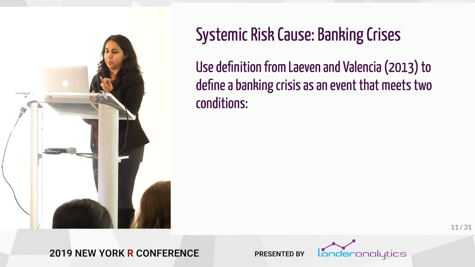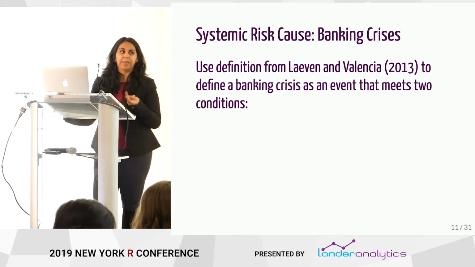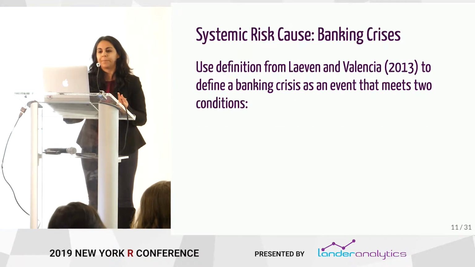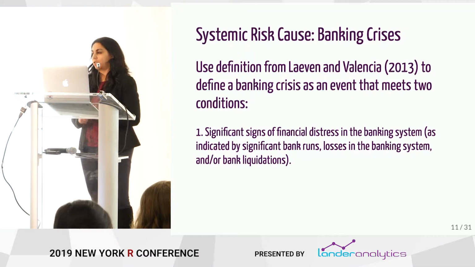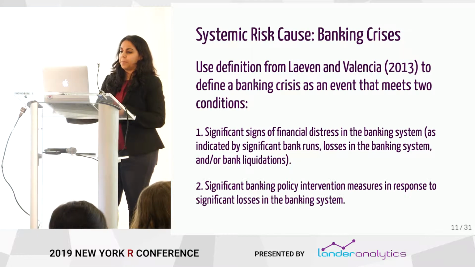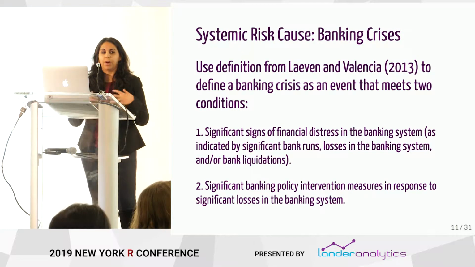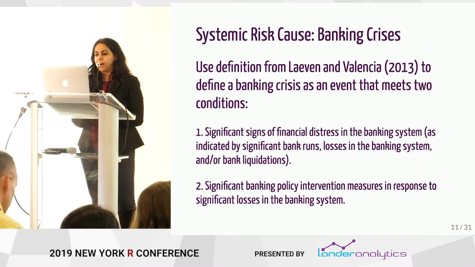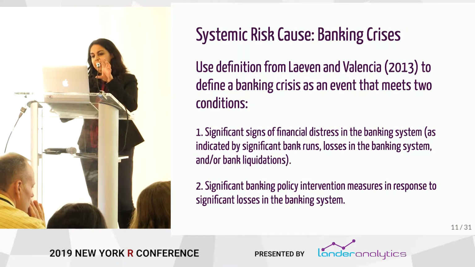So I pulled a definition from Laeven and Valencia's 2013 paper, that a banking crisis meets two criteria. One is that it has significant signs of financial distress in the system, as in there are losses, or there are big bank runs, or bank liquidations, which is what we saw in 2007 to 2009. And then there is significant banking policy intervention that's needed to actually stop the losses. So this is the main idea.